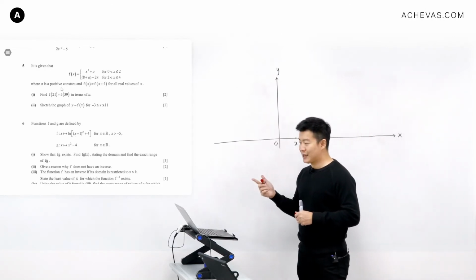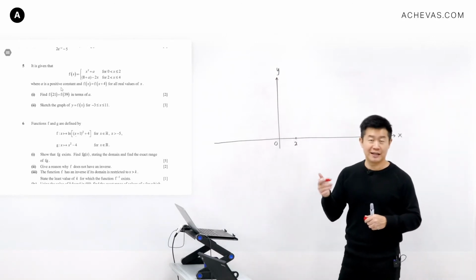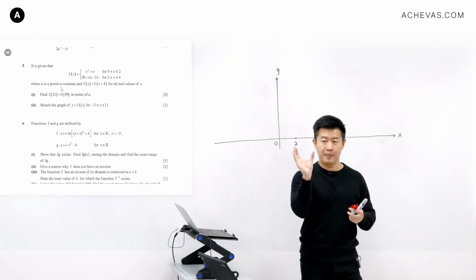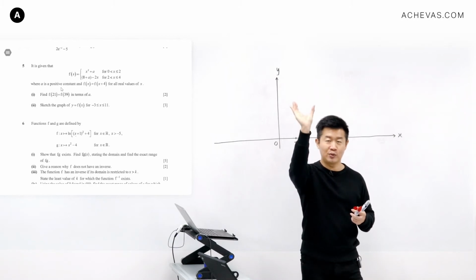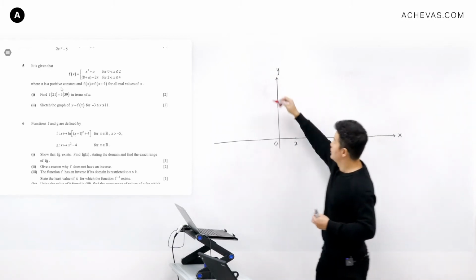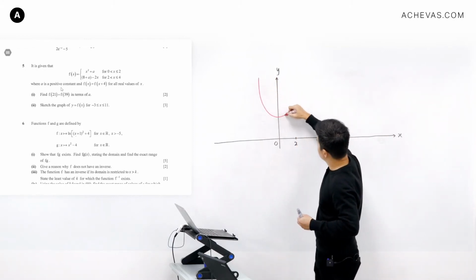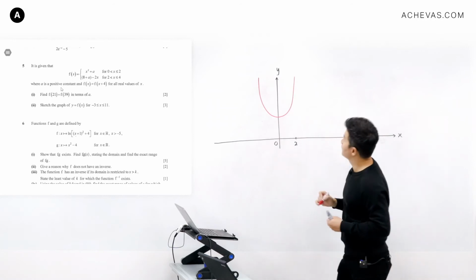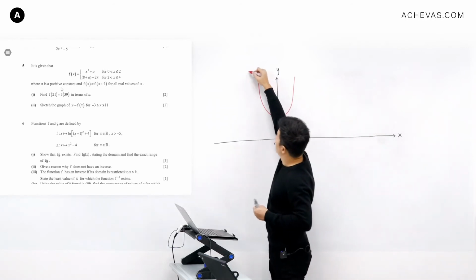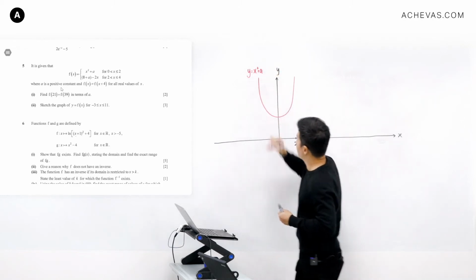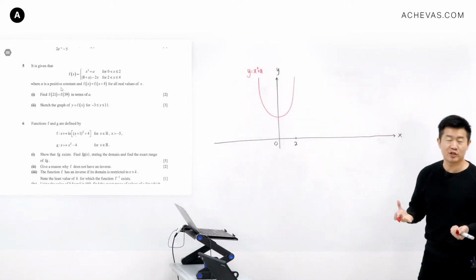Which I'm going to sketch using red color first, because I'm going to be cutting it away. If I were to just sketch x squared plus a, it is easy to sketch, right? It is just like x squared, which is a parabola, and then I will translate it by a units in a positive y direction. So I'll be getting something like this. This is my y is equal to x squared plus a.